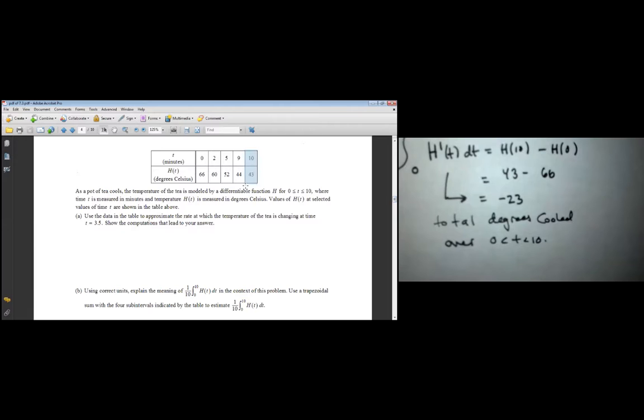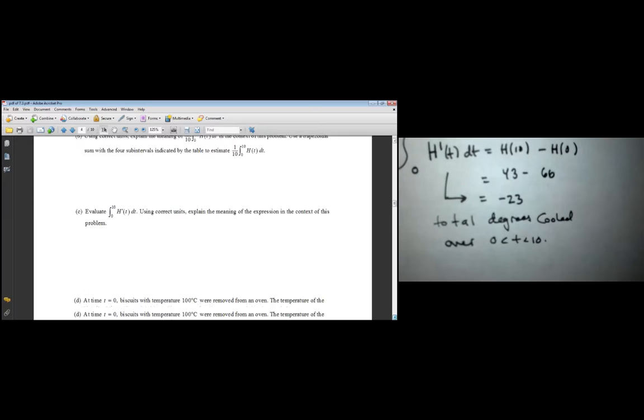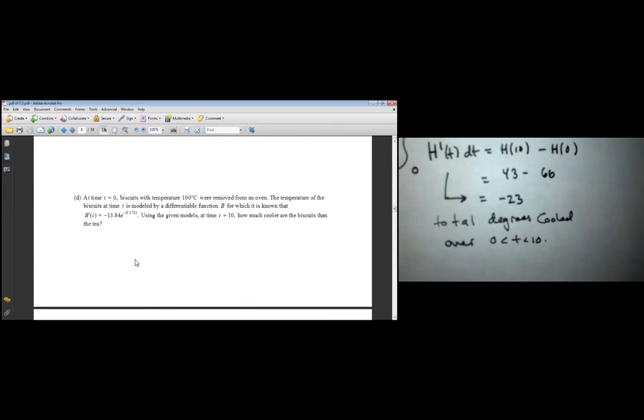It's 43 degrees Celsius. Okay, so keep that off to the side in your mind for a while. At t equals 10, the tea is 43. We know that. Now the question says, how much cooler are the biscuits? So in other words, go find the temperature of the biscuits at t equals 10, and then compare that answer to the number 43.